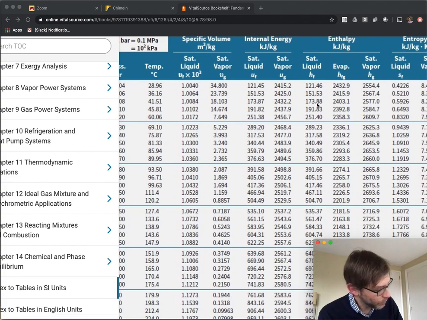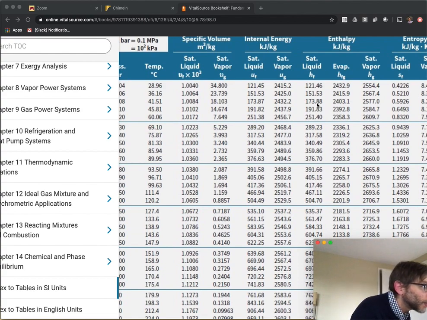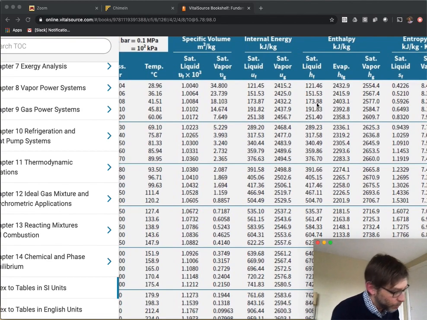So h1 equals 173.88 plus 0.932 times hfg. Hfg is given right here. It's 2403.1. Okay, and if we do the math here, I have it written on a separate piece, it is 2413.6 kilojoules per kilogram. Okay, no interpolation required.